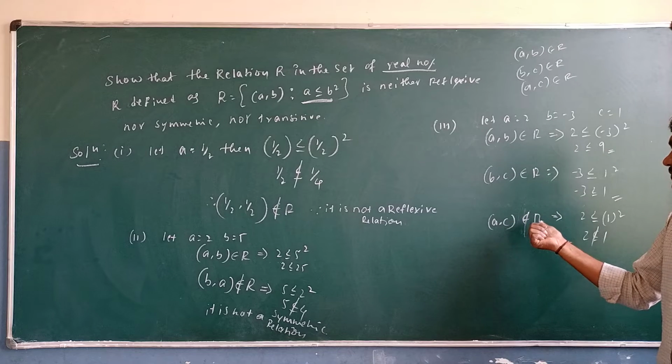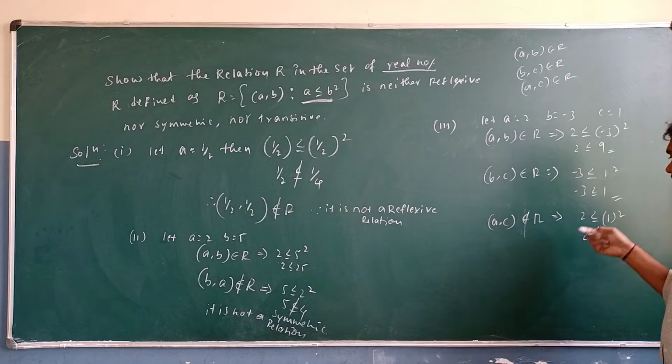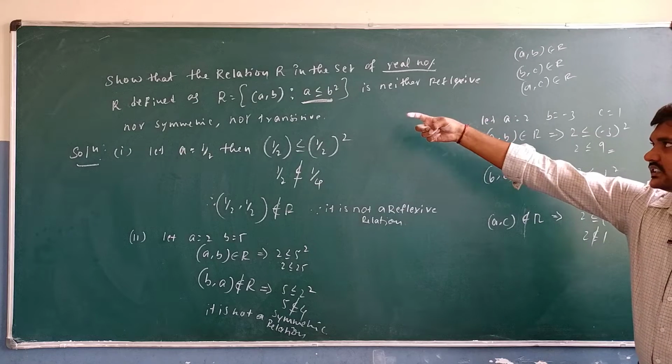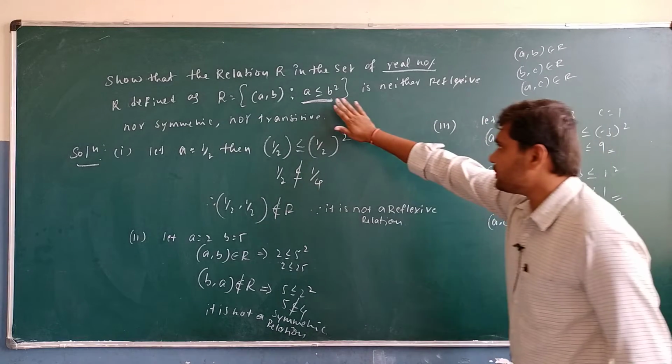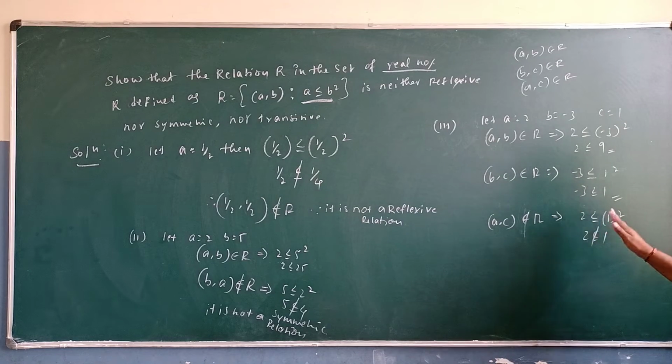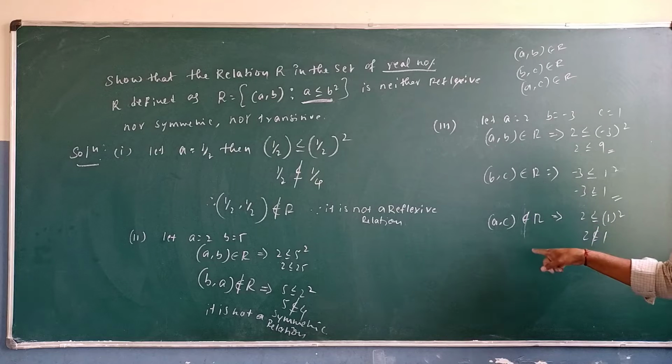So to check (a, c) which belongs to R, I am applying the relation R, a less than or equal to b square, here. Just I am applying this property here. So we have a is equal to 2, less than or equal to 1 square because we have the b square. So 1 square means 2 less than or equal to 1. Will 2 be less than 1? Never. Because 2 is always greater than 1, so we can say that 2 is not less than or equal to 1. So we can say that (a, c) does not belong to R.